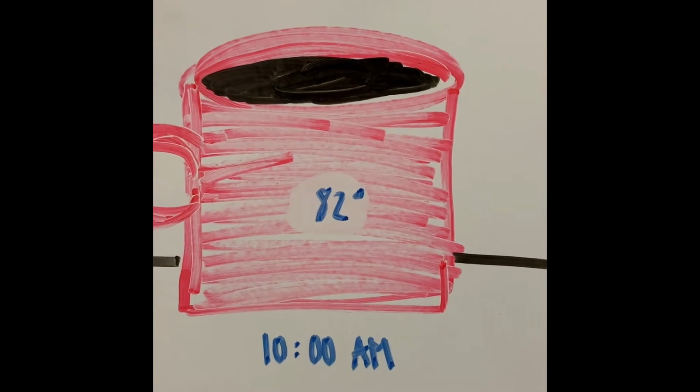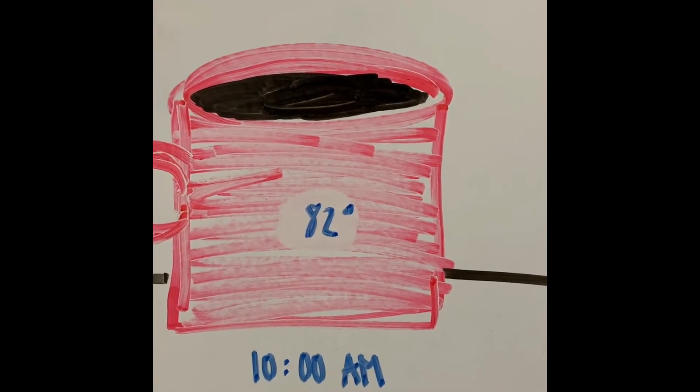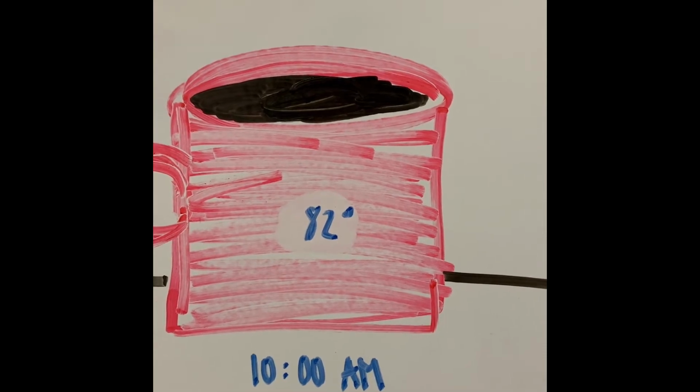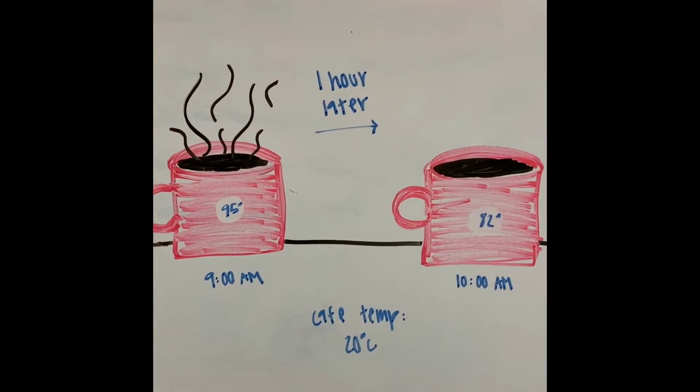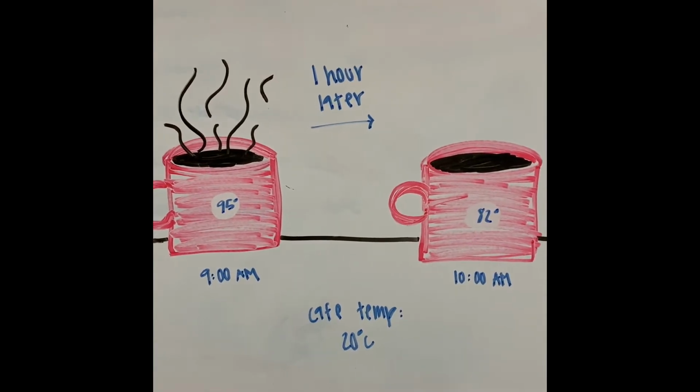An hour later, at 10 a.m., Kim came back to the same cup of coffee and measured the temperature, and it was 82 degrees Celsius. We know that during this whole day, Newton's Cafe was kept at a temperature of 20 degrees Celsius.